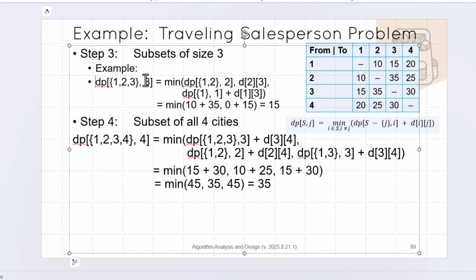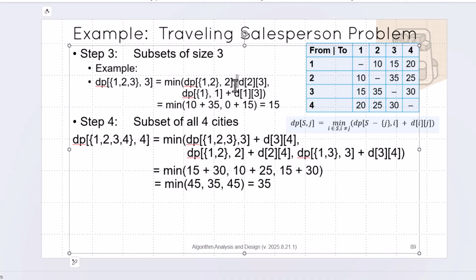Going through cities 1, 2, and 3, starting at 1 and ending at 3, we find the minimum of the dp of {1, 2} ending at 2 plus the distance d of 2, 3, and the dp of {1} ending at 1 plus d of 1, 3. So that gives us 10 plus 35 and 0 plus 15.